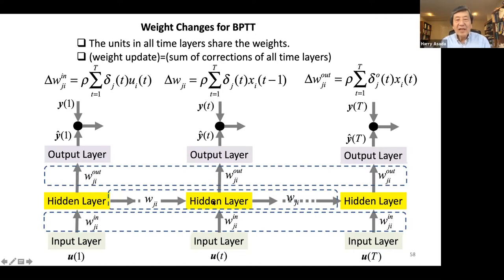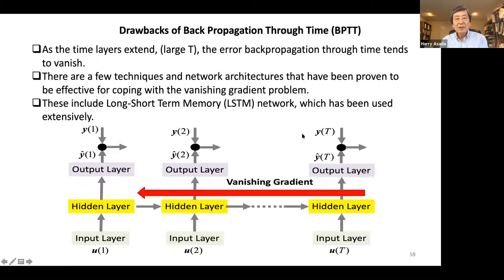Likewise, for these hidden layers, the input associated with this W_JI, this input I is coming from some other hidden layers, right? And actually, it is coming from the previous one, the input side of the previous one. So X_I at T minus one must be used. And then the hidden layer's delta unit has this delta J, multiplied with the learning rate. Output is just doing the same thing, okay? So this is the basic structure of backpropagation through time.